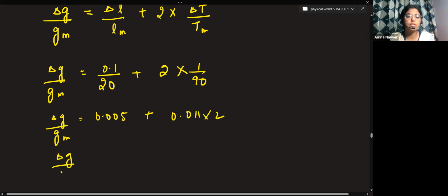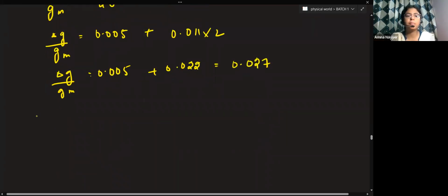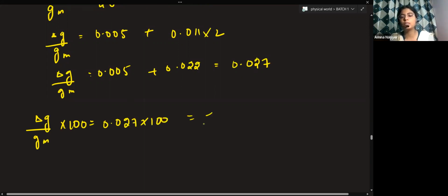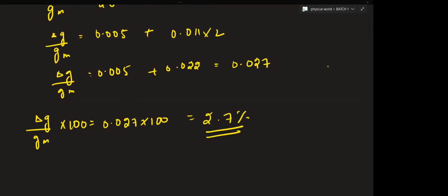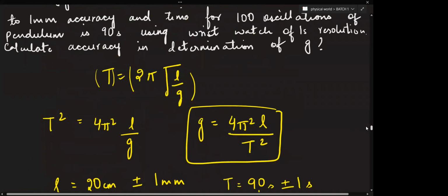So delta G by Gm becomes what? 0.005 plus 0.022, which is equal to 0.027. Now the percentage error is given by multiplying this by 100. So multiply this term by 100, 0.027 into 100. You get it as 2.7%. In this manner, you have to calculate 2.7%. So do one thing, start noting it down. Wherever you have issues, just ask me.